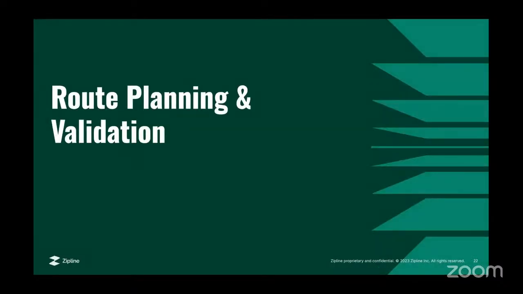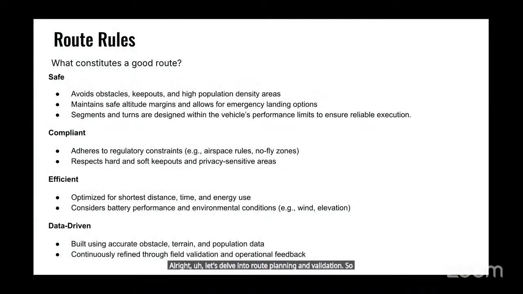All right. Let's delve into route planning and validation. So, to quickly go through a few of the route rules, what do we call a good route? A good route, first of all, has to be safe. So it has to be one that is avoiding obstacles, keeping out of high population density areas, and then it also has to maintain a safe altitude. So it shouldn't be going above 400, or it shouldn't be flying too close to the ground. It also has to have segments and turns that are within the limits of the vehicle's performance.